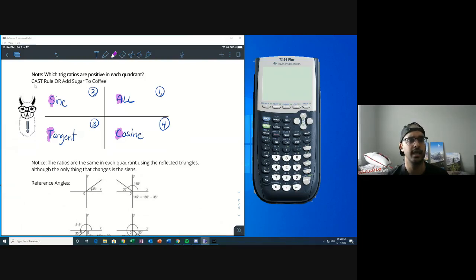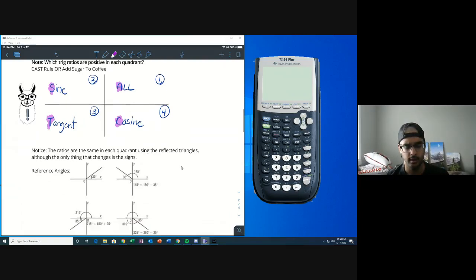The other one is the CAST Rule. So you're going to start in Quadrant 4 this time and still travel counterclockwise. C-A-S-T for CAST. Now, whichever one you want to use to remember, by all means. Okay, underneath, it's an important piece to note here, which we kind of talked about.